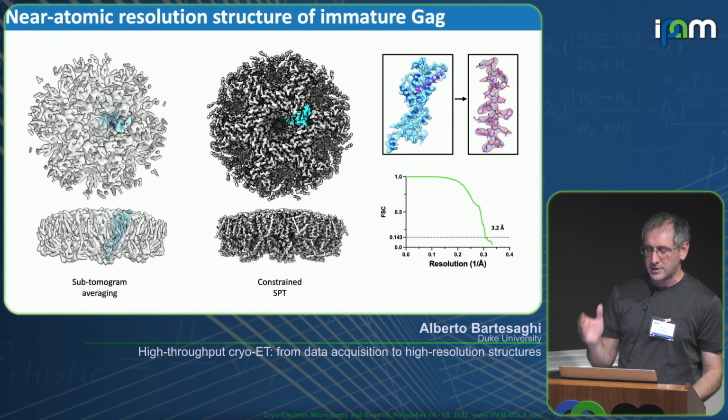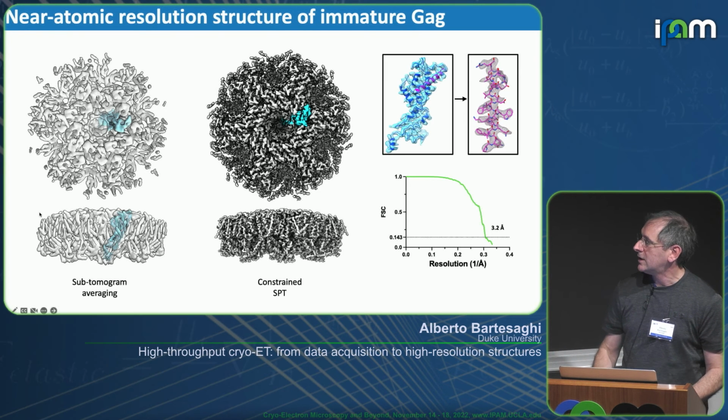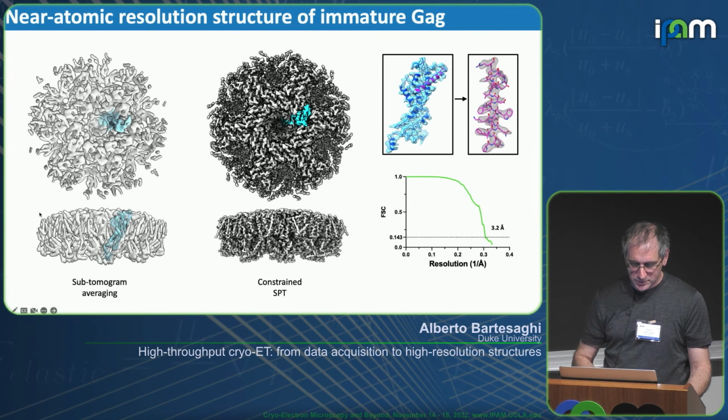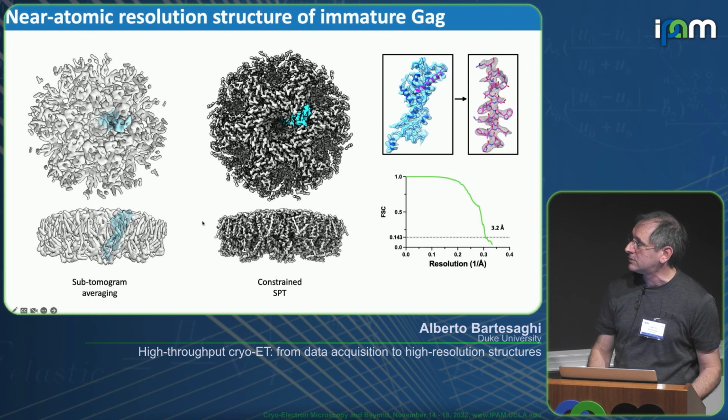So long story short, we were able to get a lot of particles, and then we did sub-tomogram averaging, an initial reconstruction, and that gave us this map, which is around 7 angstroms. You can see alpha helices and everything, and then using constrained single particle tomography, we were able to improve the resolution to 3.2.